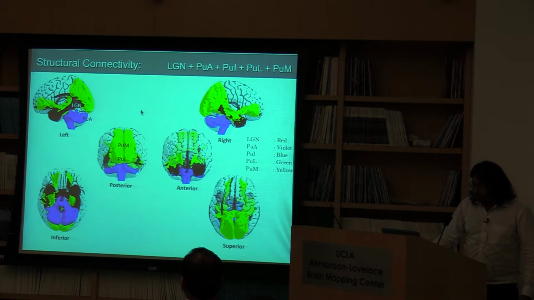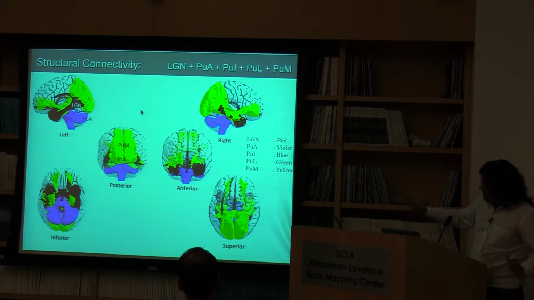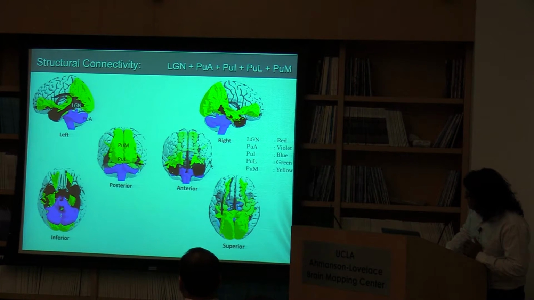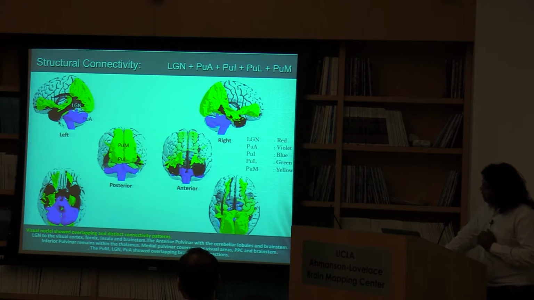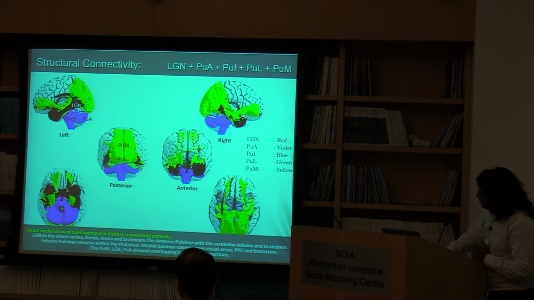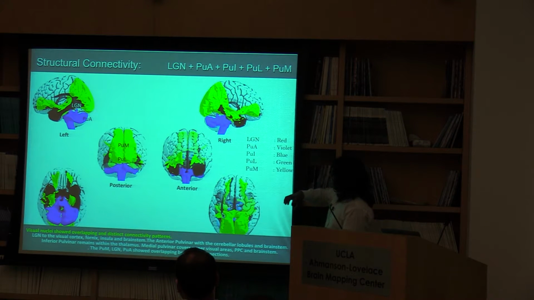The group fiber tracking results are shown here, again in different views, and these colors don't really match, but there is some kind of organization here. For example, lateral geniculate projects to visual cortex and also frontal cortex, temporal lobe and also brainstem. The anterior pulvinar mainly goes to cerebellum and also to the brainstem. The lateral pulvinar goes to visual cortex and also to the frontal cortex. And interestingly, the inferior pulvinar mainly remains within the thalamus.